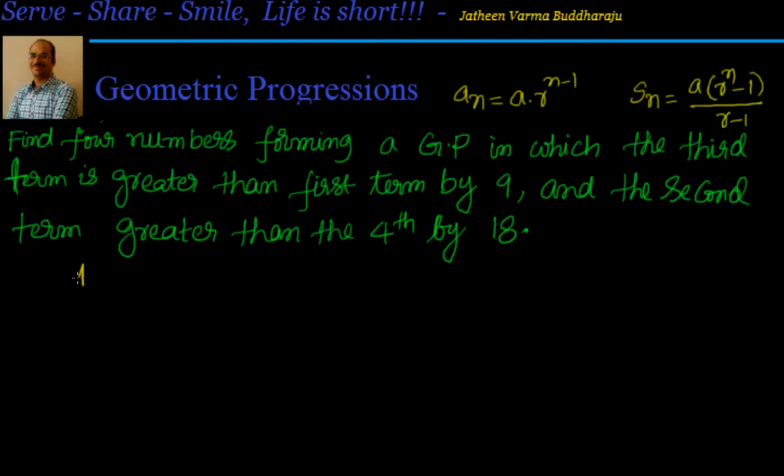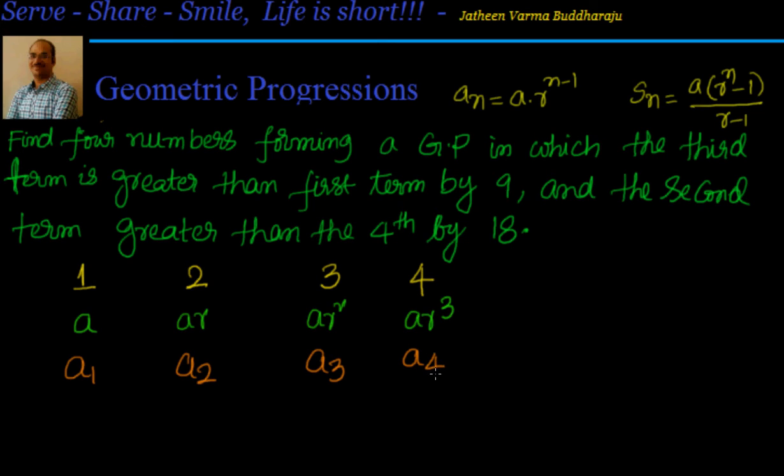So let us write down those terms. First term, second term, third term and fourth term. Now let us say the first one is A, the second one is AR, the third one is AR square and the fourth one is AR cube. These are the four. We can also call them A1, A2, A3, A4 because you are at the first, second, third position.